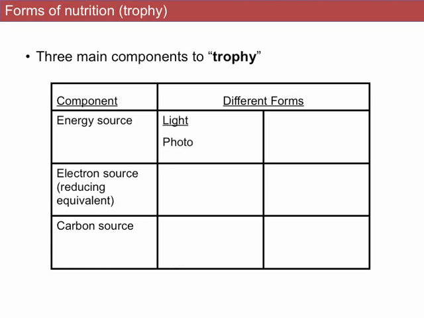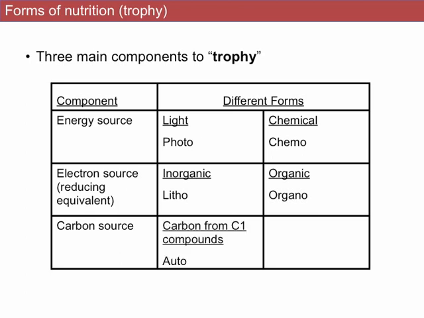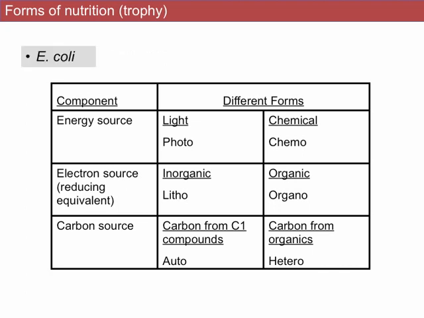So again, if they use the energy of light, they're called phototrophic. If they use the energy of chemicals, they're called chemotrophic. If they use electrons from inorganic sources, they're lithotrophic. From organic sources, they're organotrophic. And if their carbon comes from C1 compounds, they're autotrophic. And if it comes from organic compounds, they're heterotrophic. I think I stopped somewhere around here and gave you a couple of examples of this.